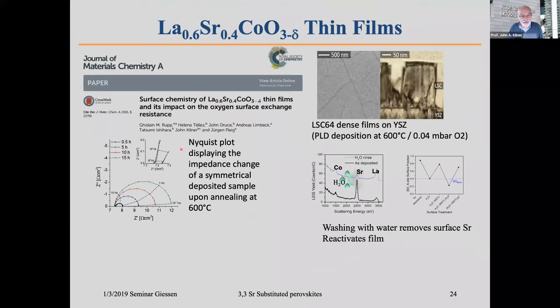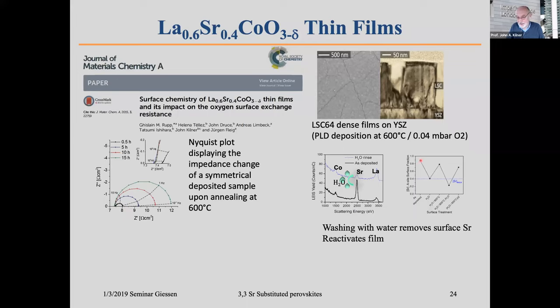And you can do it in a number of ways. This is some work that was done with Jürgen Fleig's group and the group at I²CNER with John Druce and Helena Téllez. They produced some LSC64 dense films on YSZ and noticed that as they aged them, the semicircle for these, and they were symmetric cells, began to increase in resistance. The electrode resistance began to increase with time. We did LEIS on these and noticed that as they annealed at 600, the strontium again was coming out. But if you wash that surface with water, you could essentially wash the strontium off. You retained then the lanthanum, strontium and cobalt, and the films regained their high activity and this lower electrode resistance.